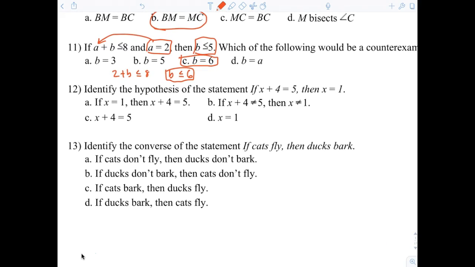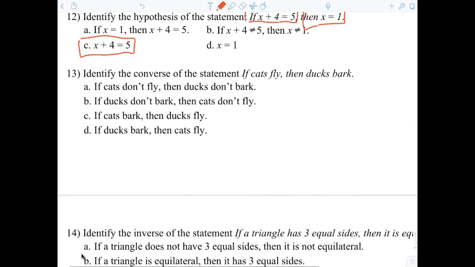The hypothesis is what? And then the conclusion would be then x equals 1. Now, yes, x plus 4 is equal to 5. Converse. To do the converse, what are we doing?